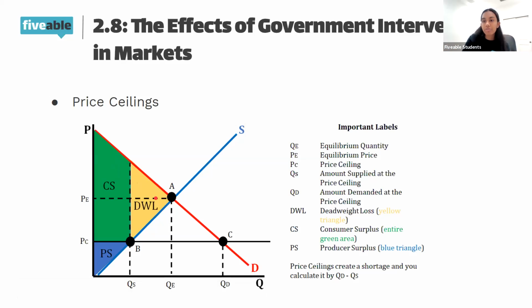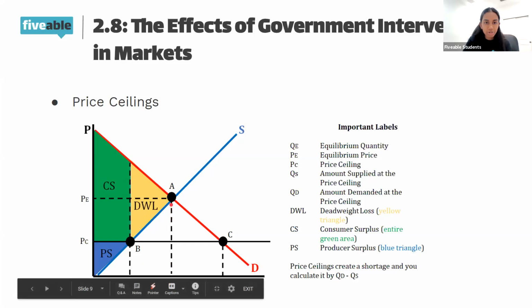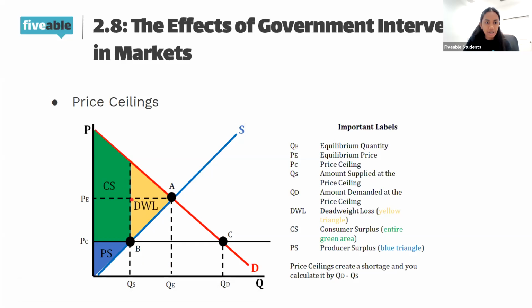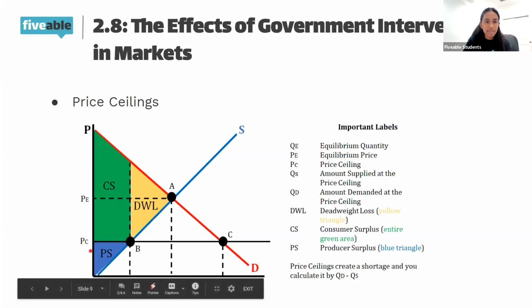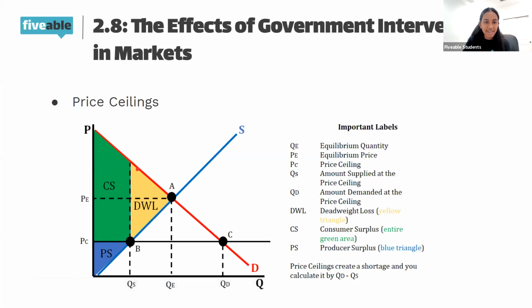So if you're ever asked to solve for deadweight loss, we just use the triangle formula. That would be half times base times height. In this case, your height would be the equilibrium quantity minus the new quantity supplied, and your base would be the price ceiling minus whatever price this is, wherever this quantity supplied line intersects the demand curve. And our consumer surplus is the green area, and our producer surplus is the blue area.